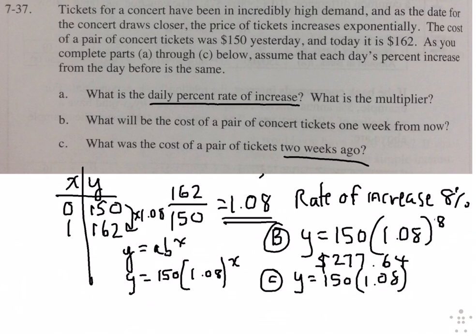would, since we're starting at 1, would be negative 13, because if we count 0, negative 1, negative 2, and we count back 14, we would get to negative 13. So I would raise that to the negative 13th power. If I type that into my calculator, 150 times 1.08 raised to the negative 13th power, it comes out to be $55.15 for part C.